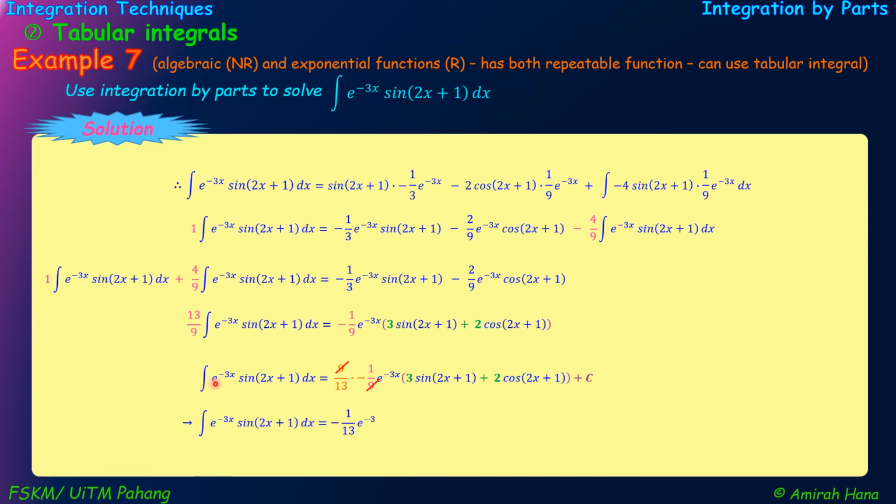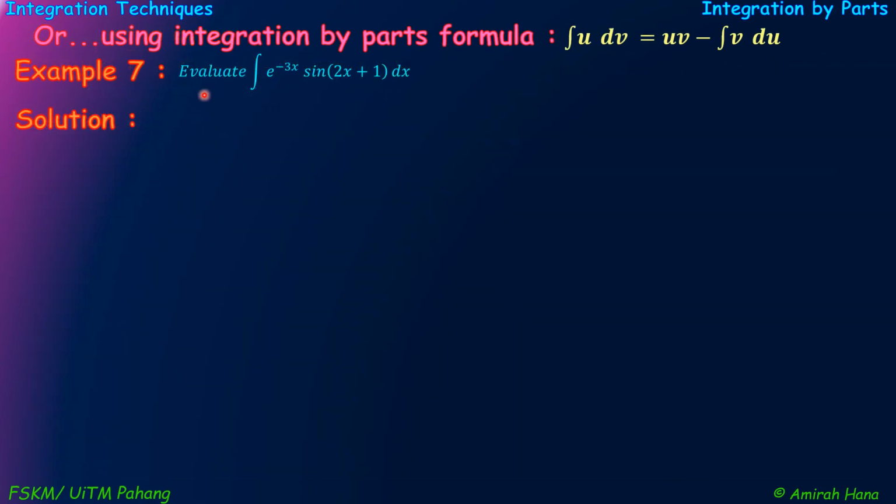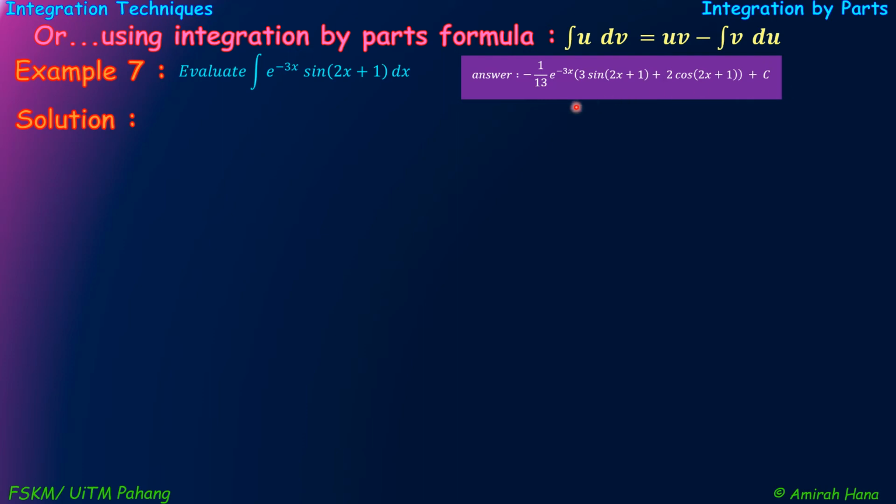So we get the final answer: integration of e to the power of negative 3x sine 2x plus 1 dx equals, after we simplify, negative 1 over 13, e to the power of negative 3x times 3 sine 2x plus 1 plus 2 cos 2x plus 1, plus c. Okay, this is the final answer, right? From the previous slide, after we integrate this question using tabular integral, we get this answer, right?